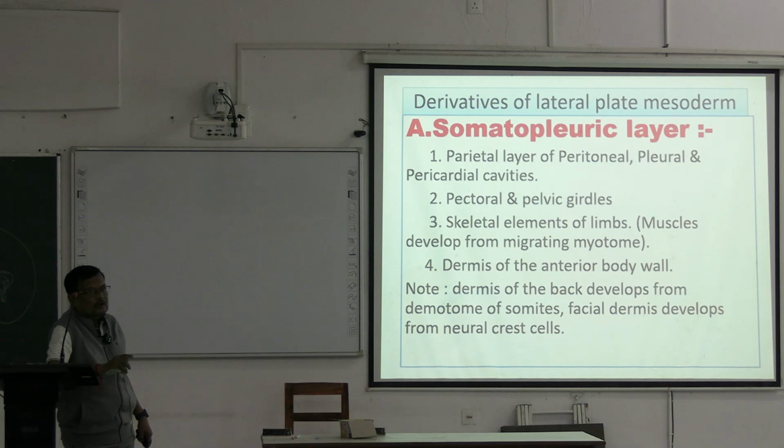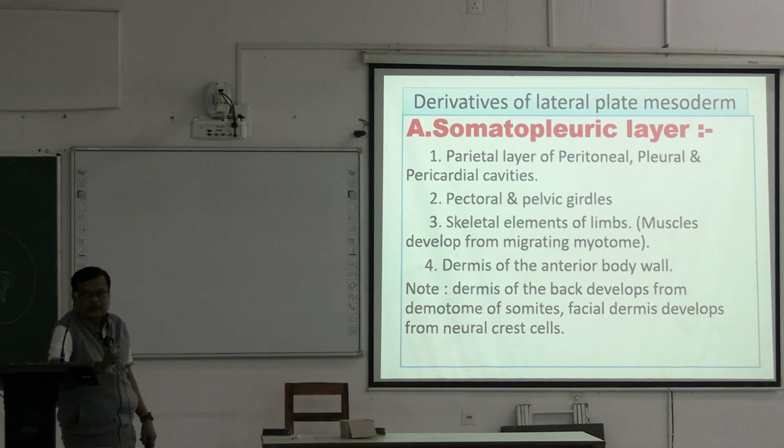Listen carefully, paraxial mesoderm is again divided into, I am repeating again and again, remember, dermomyotome and sclerotome. From the sclerotome develop the ribs and the vertebra. And the other bones, pelvic girdle, hip bone, scapula, etc. all develop from the somatopleuric layer. Not only that, femur, tibia, fibula, tarsal bones, humerus, radius, ulna, all develop from the somatopleuric layer of the lateral plate mesoderm, not from the paraxial mesoderm.